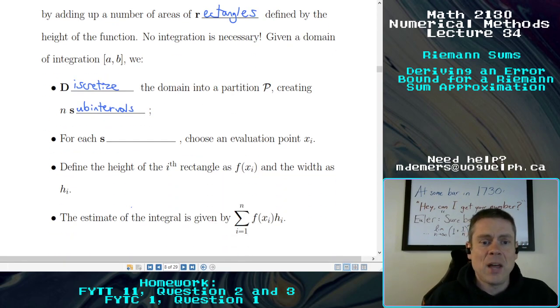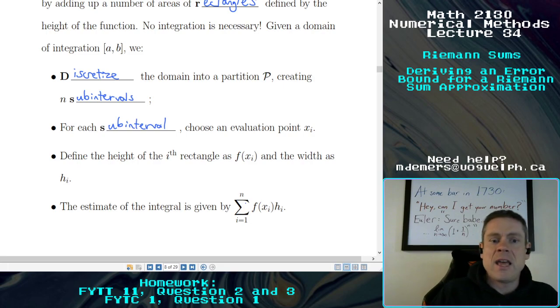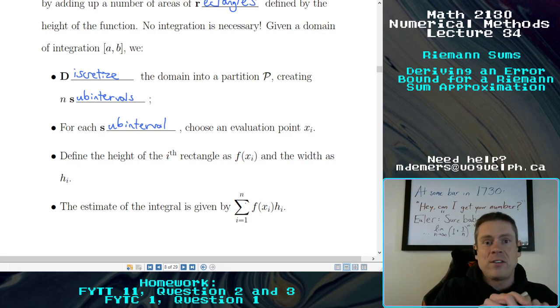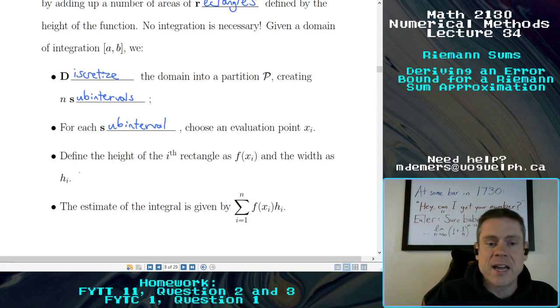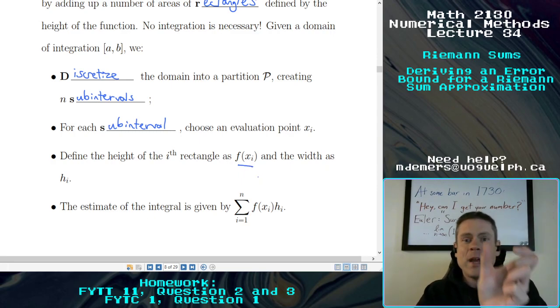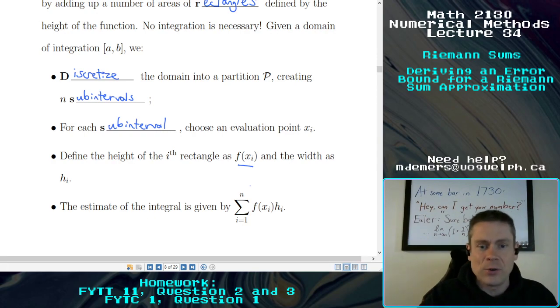And for each subinterval, we're going to choose an evaluation point. So we're going to choose one point in every single one of those subintervals and use that point to determine the height of the ith rectangle. So we're going to define the height of the ith rectangle as f of xi. So we're just going to take the function's height there, and the width is going to be whatever the partition width is, so the distance between each adjacent node. So that's going to be the hi.